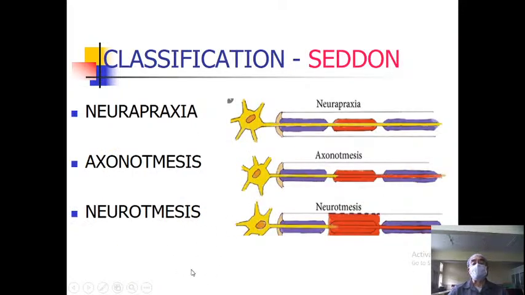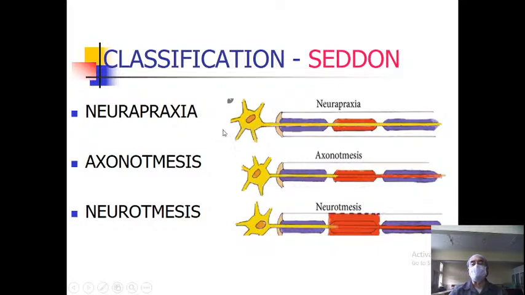Coming to the classification of nerve injuries, there are two types of classification. The age-old classification is by Seddon. Seddon is very simple: one is neuropraxia, second is axonotmesis, and third is neurotmesis. In neuropraxia, which is quite common in orthopedic injuries, this is a compression injury where there is no loss of anatomical structure, no loss of continuity of the nerve fiber.